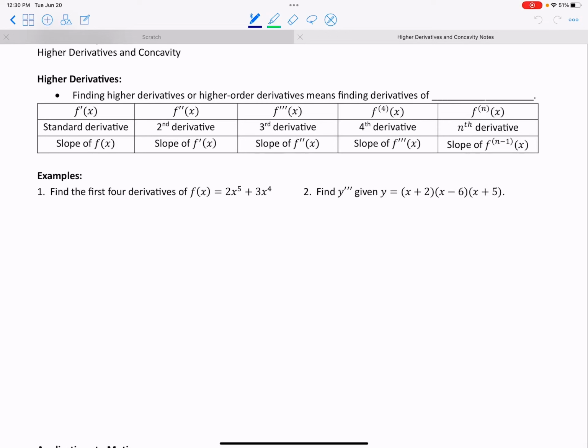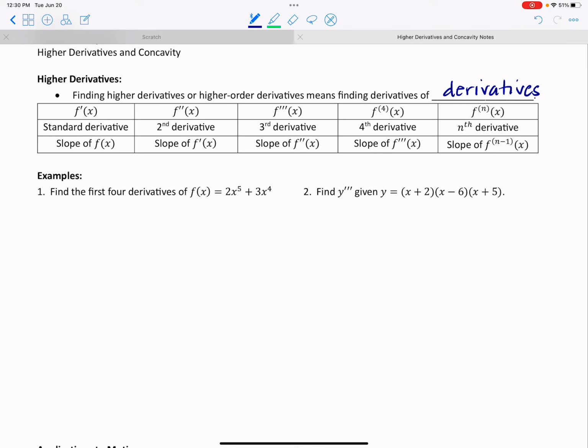Hello and welcome to our lesson on higher derivatives and concavity. So a higher derivative just means we're finding the derivative of a derivative. Sometimes we also refer to them as higher order derivatives, but that's the concept: derivatives of derivatives. And there are a few places we can apply higher order derivatives, which we will see in just a few minutes. But let's start with the notation.